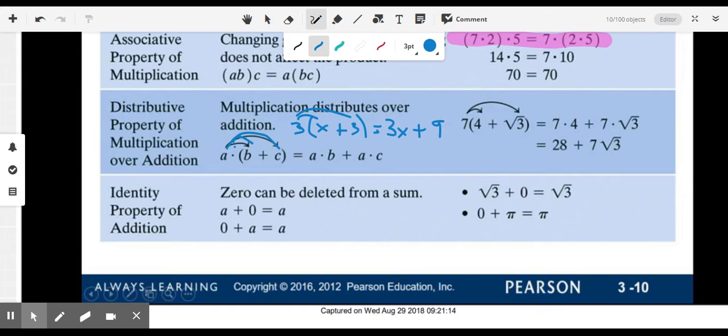All right. Identity property of addition. The way I remember that is, what can I add to something to get identically what I had before? Well, it's 0. The identity property of addition means if you add 0 to something, you get what you started with. Square root of 3 plus 0 is square root of 3. 0 plus pi is pi. 100 plus 0 is 100. We all know that. That's called the identity property of addition.